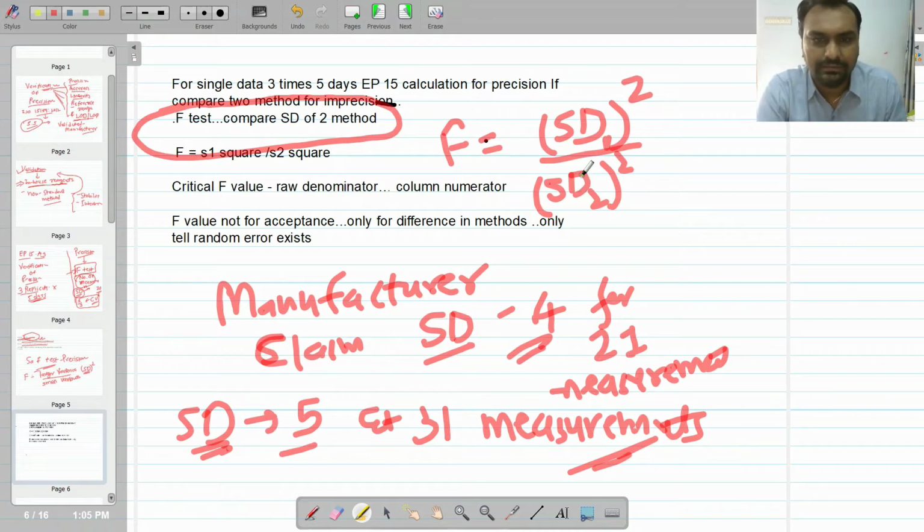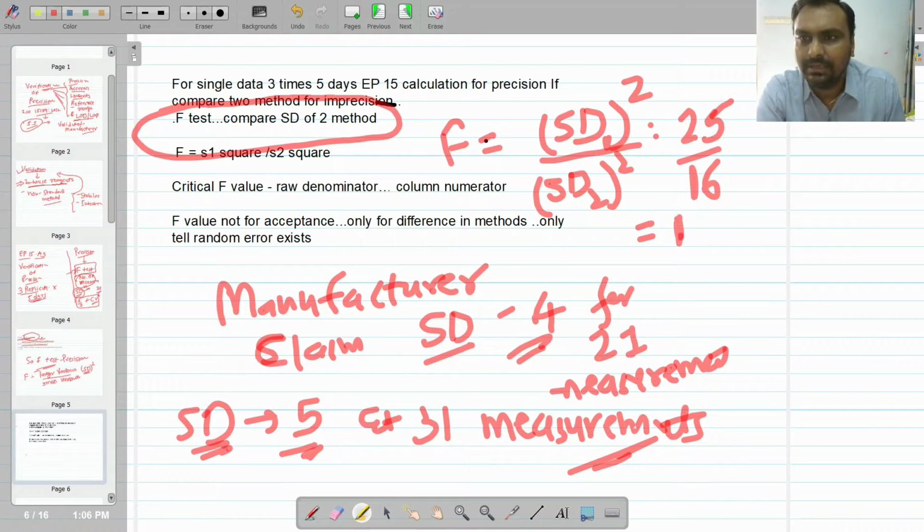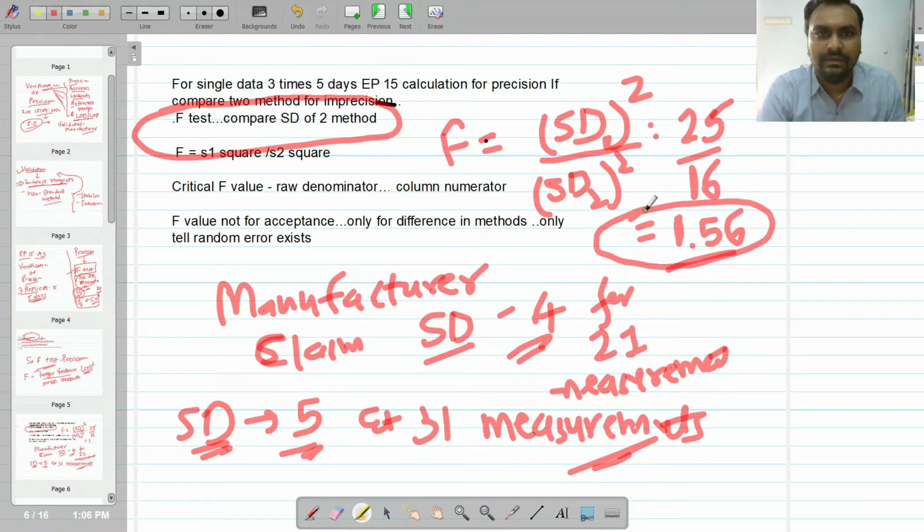Now, which is higher? That is 25, 5 into 5 square, that is 25, divided by the manufacturer's SD square, that is 16. If you do 25 by 16, then you get 1.56. Now you have to check for the critical F value.